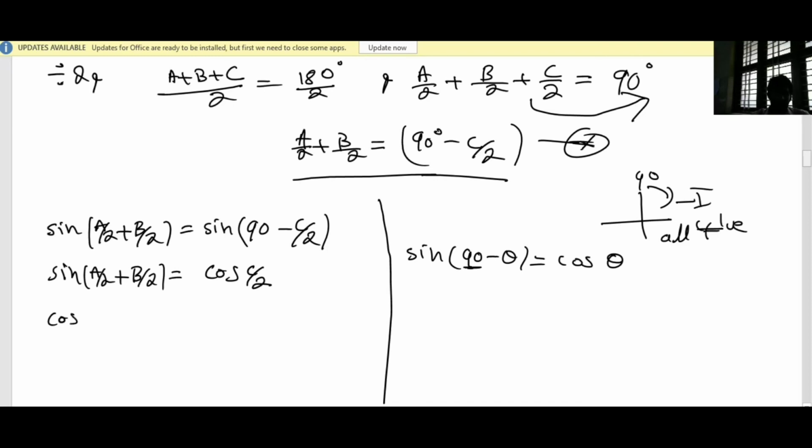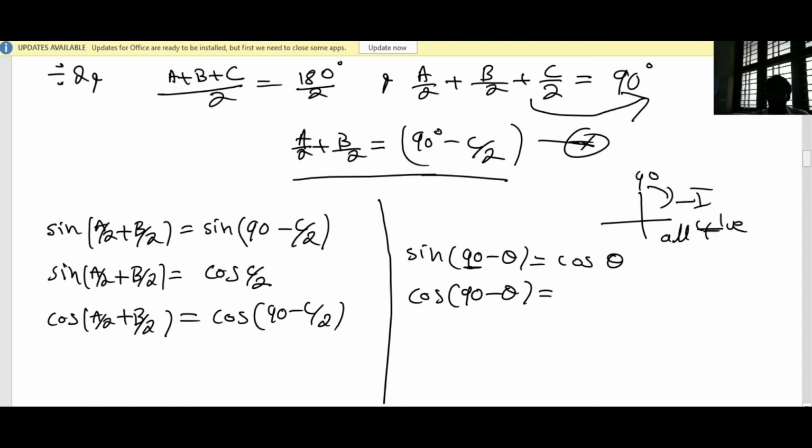Similarly, cos of A by 2 plus B by 2 equal to cos of 90 degree minus C by 2. Again, cos of 90 minus theta. 90 minus theta means first quadrant. In the first quadrant cos is positive, but since the angle 90 degree or pi by 2 is there, cos will change to sine. So you will get sine theta. So cos of A by 2 plus B by 2 equal to sine of C divided by 2.